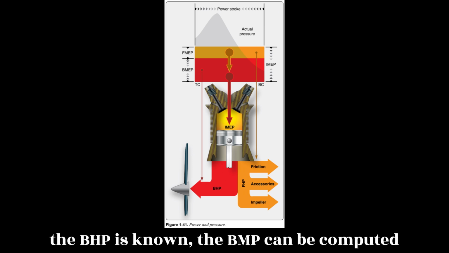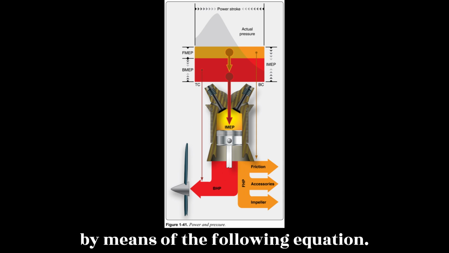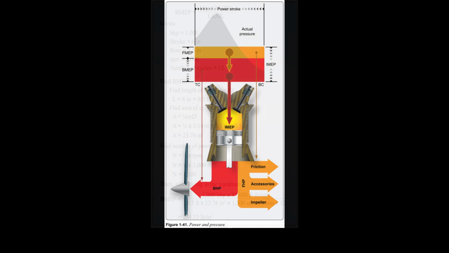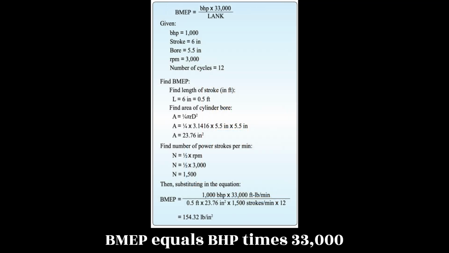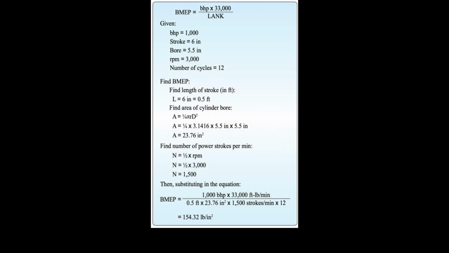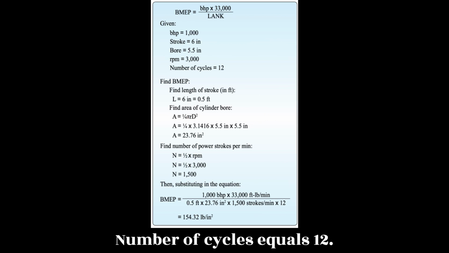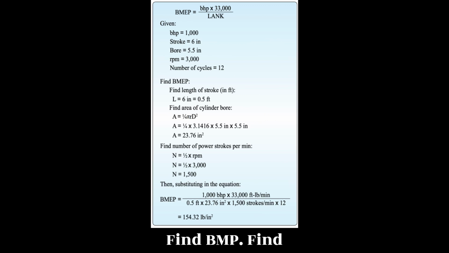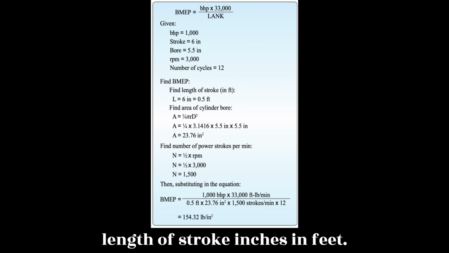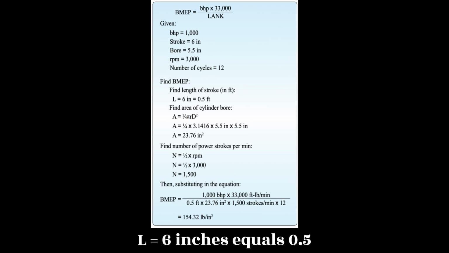If the BHP is known, the BMEP can be computed by means of the following equation. BMEP equals BHP times 33,000 divided by L A N n. Given: BHP equals 1,000. Stroke equals 6 inches. Bore equals 5.5 inches. RPM equals 3,000. Number of cylinders equals 12. Find BMEP. Find length of stroke, inches and feet. L equals 6 inches equals 0.5 feet.